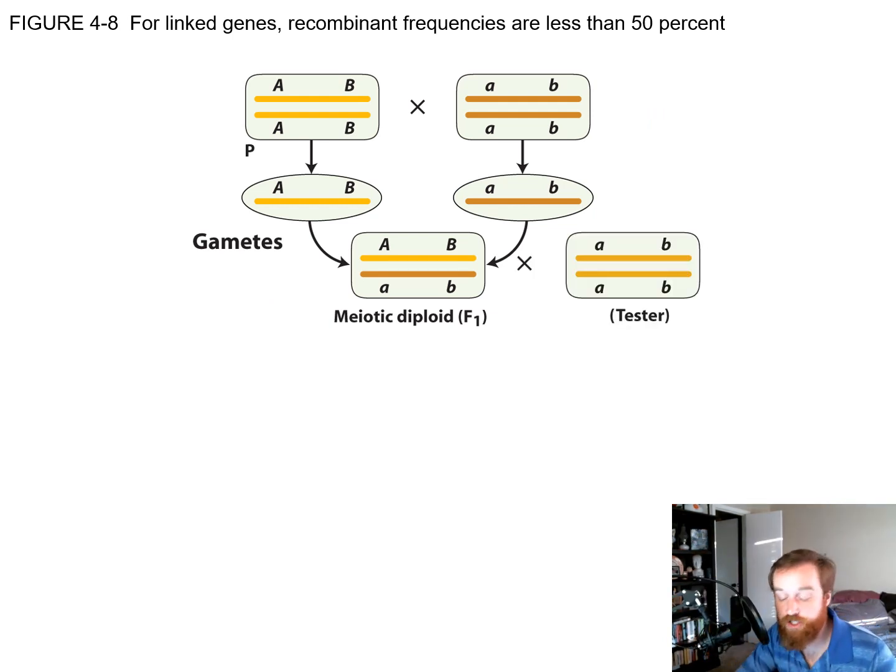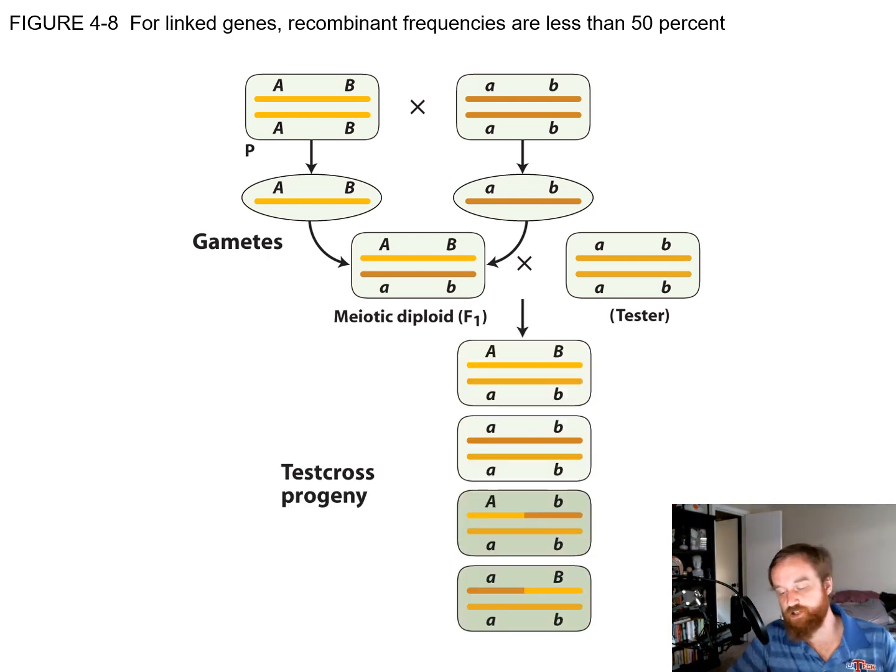Now, in order to determine if this is independent assortment, where both genes are on separate chromosomes, or if these are 2 linked genes, we perform a test cross. Remember, like we talked about in the previous chapter, a test cross is when you cross this F1 individual to an individual that is homozygous recessive for both alleles, so in this case small a, small a, small b, small b. From this test cross, we have 4 possible combinations of alleles. Because the tester only contributes a recessive A and recessive B, that limits the number of possible outcomes that we can have.